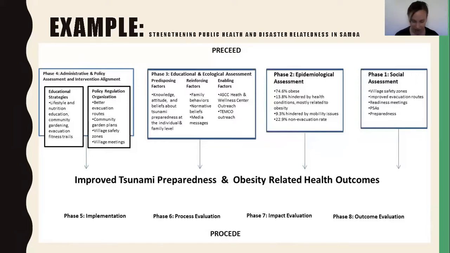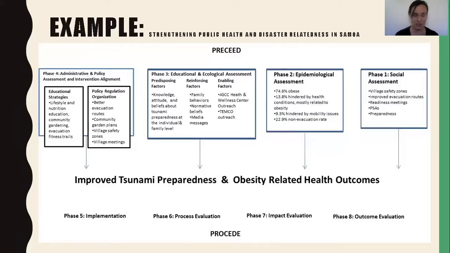And then phase 3 is the educational and ecological assessment. This is where we identify the education, skills, and environment requirements that we are going to need to hit our outcomes. So we need to know what the knowledge and attitudes about tsunamis are, and how people are prepared. How are families prepared? What is the media telling us? And what are the wellness centers and outreach centers telling us, or what kind of services are they providing?